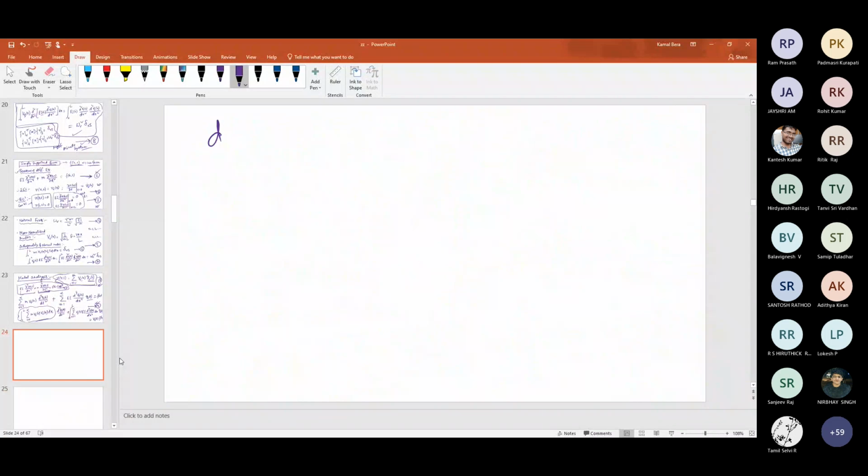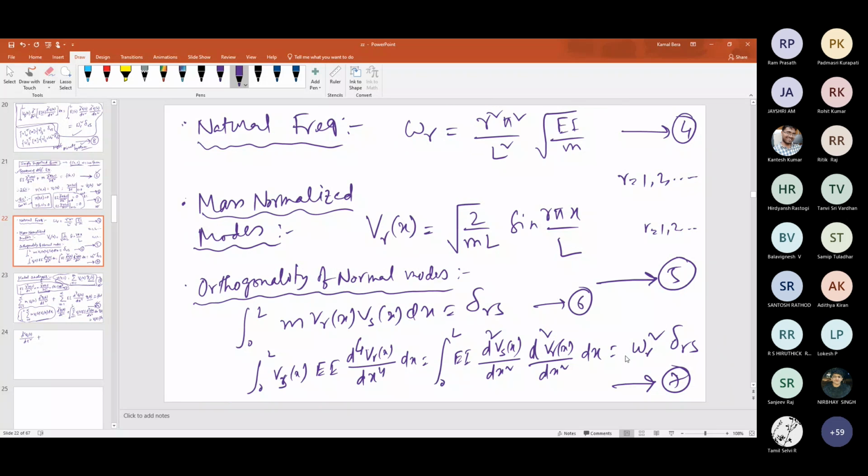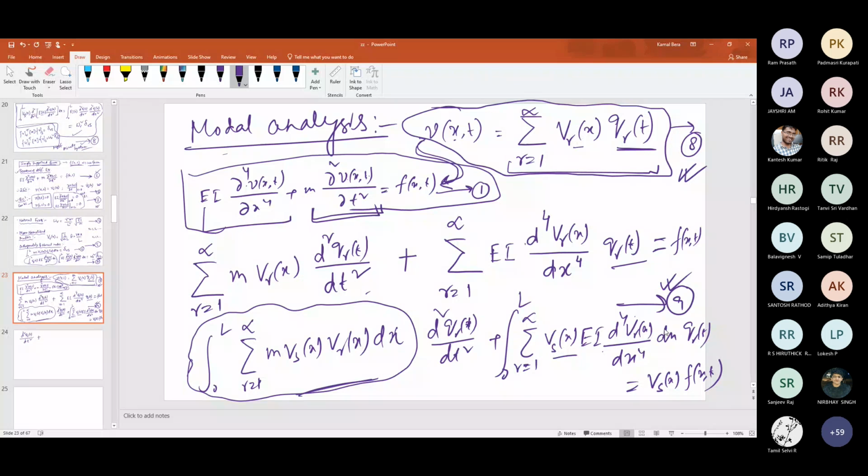So then it is basically the second derivative of q_r(t), invoking the orthogonality condition. Plus, similarly, the second one, again, the term EI d^4V/dx^4. Just go to this second expression. This equals omega_r squared into the Kronecker delta. Kronecker delta means this equals 1 if r equals s, otherwise it is 0. So in the summation everything vanishes except when r equals s. So what remains will be omega_r squared when r equals s.